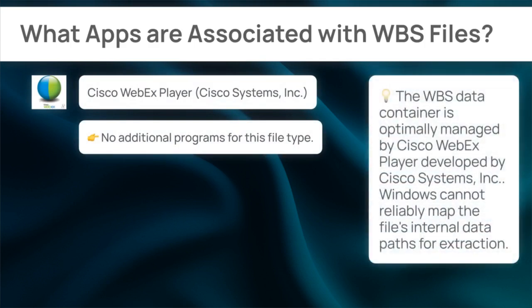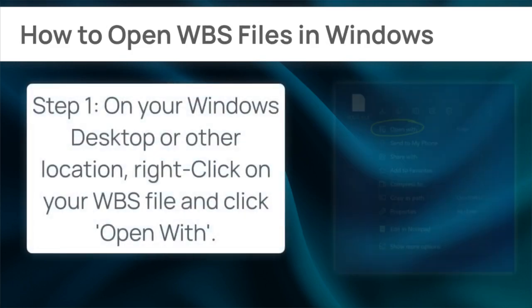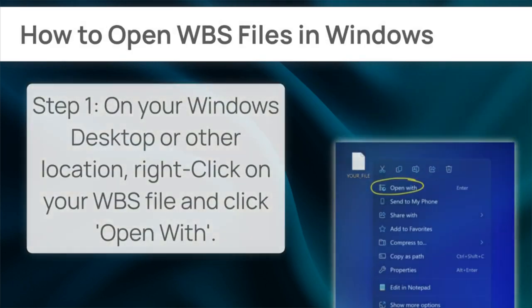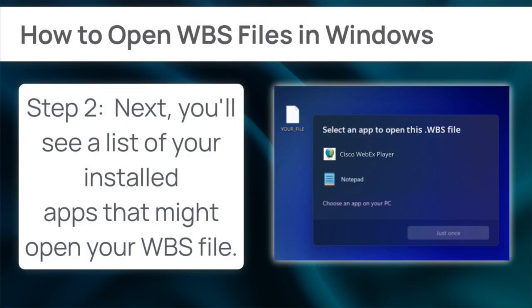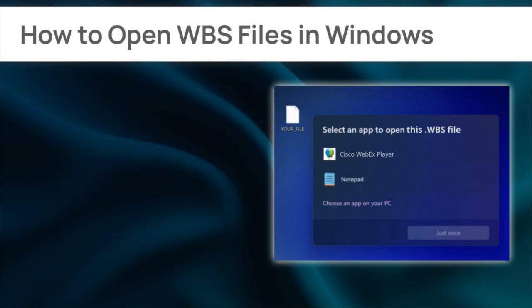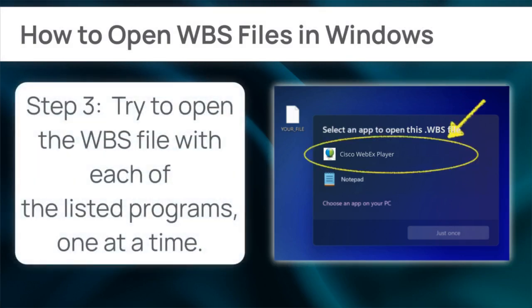Windows cannot reliably map the file's internal data paths for extraction. Windows provides a simple playback experience, while editing workflows demand advanced tools. We're checking the integrity of the format. Right-click your WBS file and click Open With. If Cisco WebEx Player is installed, start there. If it's not, try another option. The solution is usually hidden within one of your apps.